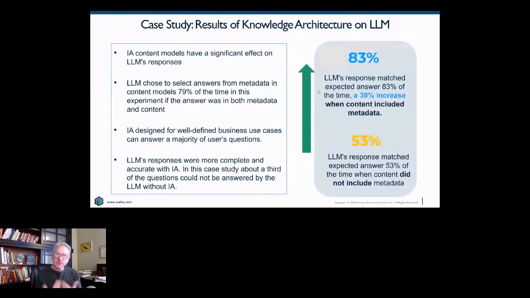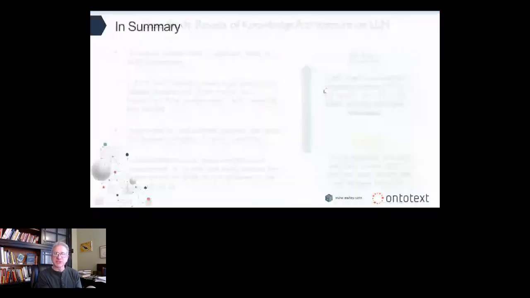But the information architecture and well-designed use cases, these are narrow use cases, allowed us to do this side-by-side comparison and show the value of essentially an ontology and a knowledge graph on the results of a large language model. They were more complete and more accurate with the ontology, with the knowledge graph, with the information architecture, and many of the questions couldn't be answered without the information architecture.